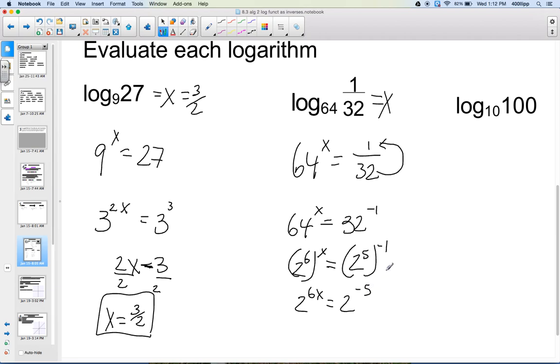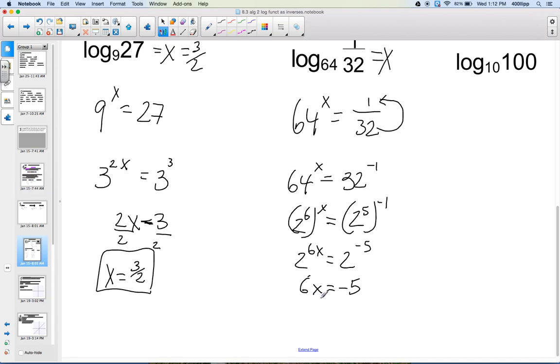Okay, and then we can convert it where we have the same base. Once we have the same base, we set the exponents equal to each other. We can divide both sides by 6 now. And we get x is equal to -5/6.